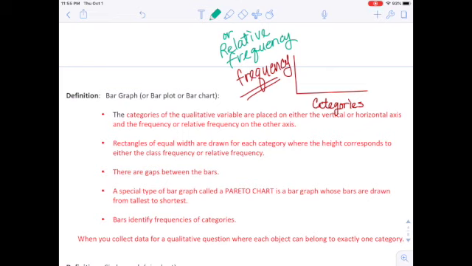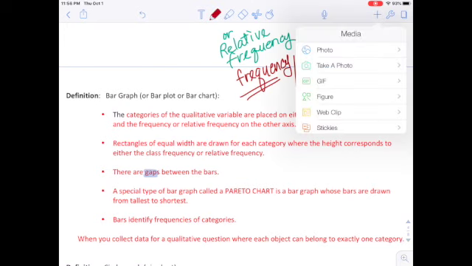Third, there are gaps between them. The reason the gaps are mentioned here is because we're going to have graphs that do not have gaps, so you need to be careful. So there are gaps when drawing a frequency bar graph or a relative frequency bar graph.